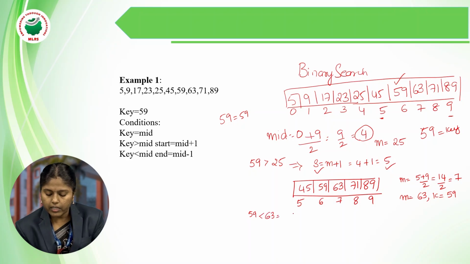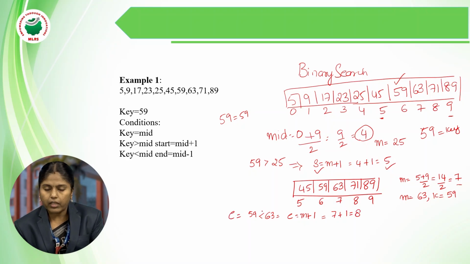Now what are you getting here? End is equal to mid plus 1. What is the mid value here? 7. So 7 plus 1 is equal to 8. Okay, now end value is equal to 8. Now again you have to find the mid value, end is equal to 8 plus 1.